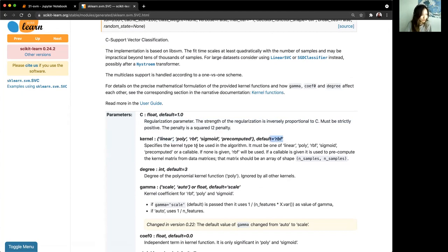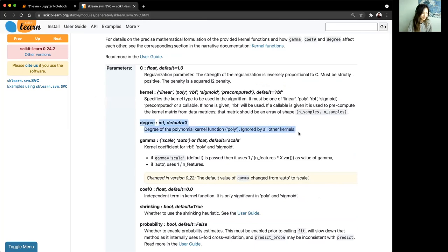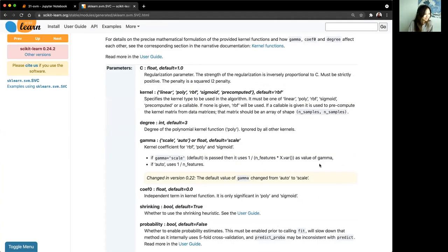RBF, I think, is a radial kernel. There's a polynomial kernel where it'll try to expand your feature space with polynomial combinations of your existing features. Sigmoid, pre-computed, these are all things that you can test to enlarge the feature space in different ways. And in terms of the polynomial kernel, you can also include a degree. Any questions about this? Okay. Oh, and by default, it is L2 regularization here.